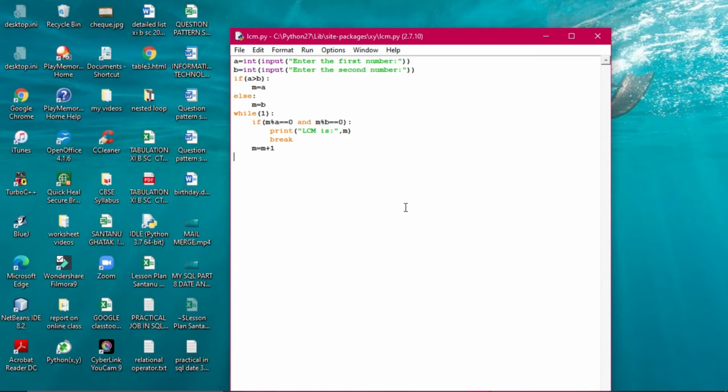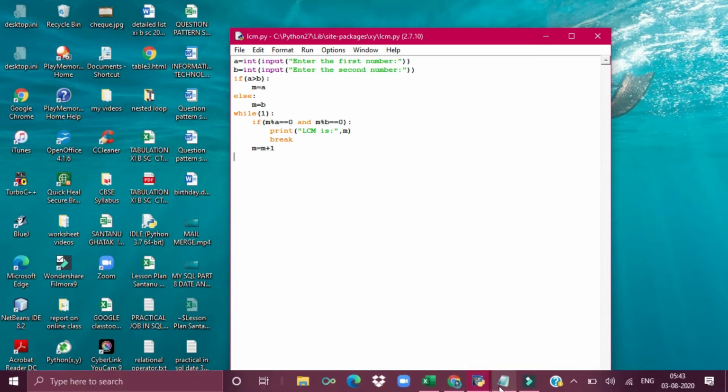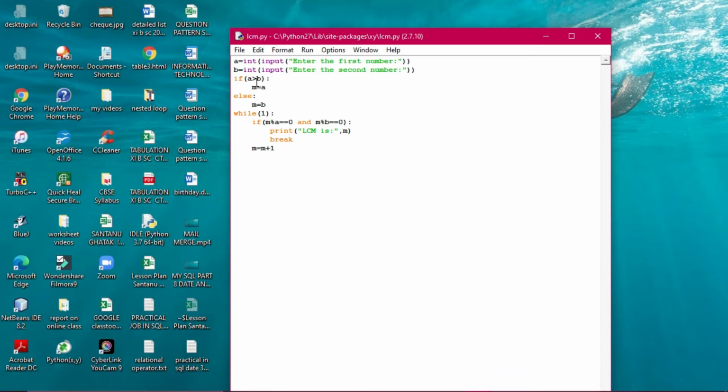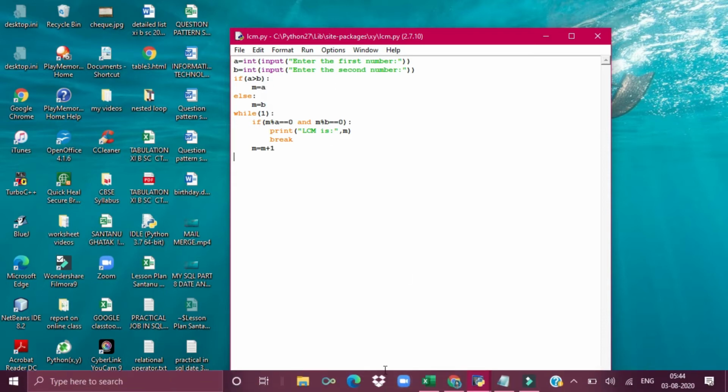What we are doing here is taking two numbers, and if a is greater than b, meaning you have to check which one is the smaller number, that is stored into a variable called m. So if a is greater than b, then m equals a, else if b is greater than a, then m equals b.